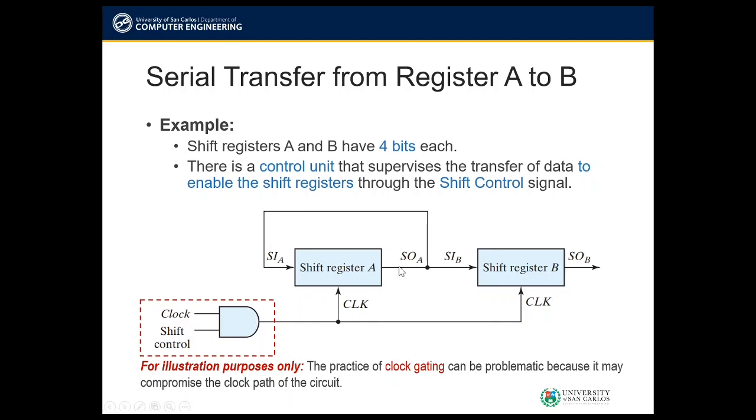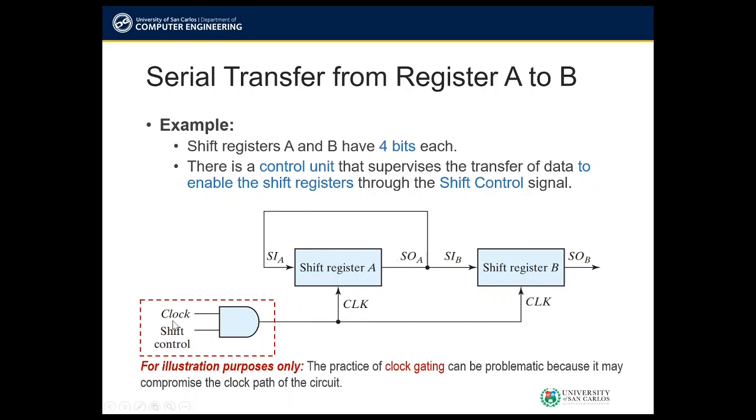Here, serial output SOA is connected to the serial input of register B, here labeled as SIB. To prevent the loss of information stored in the source register, which is register A, SOA is connected to SIA so that the information shifted out from register A is made to circulate back into register A. The initial content of register B is shifted out through its serial output, here labeled as SOB, and is lost unless it is transferred to a third shift register.